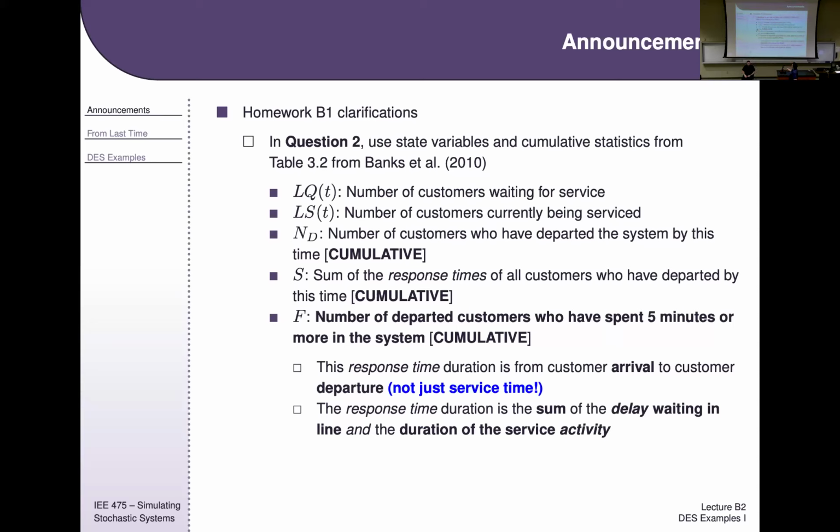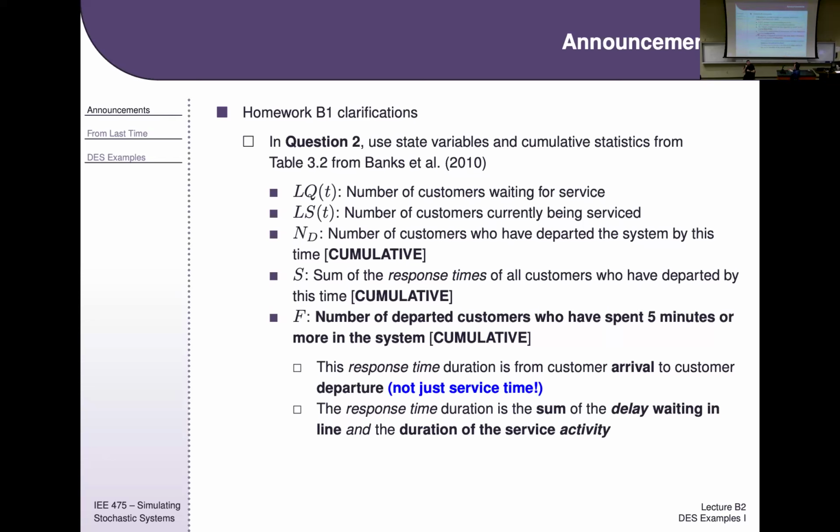Once we have both ND and S afterwards, then if we divide S by ND, we get the average response time. So that's a reason why we keep track of this weird thing, is it helps us calculate a statistic later. So that's another cumulative stat.